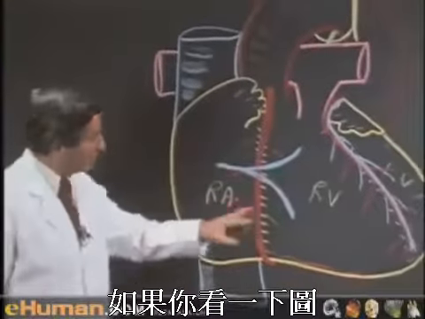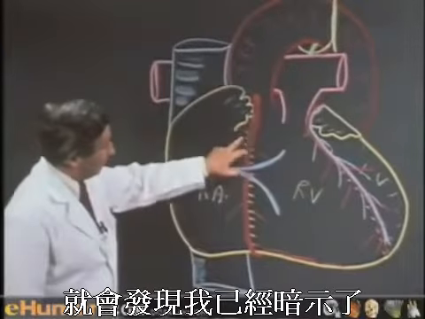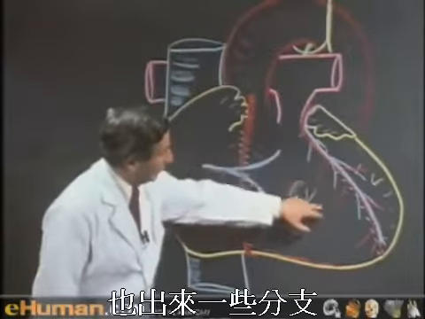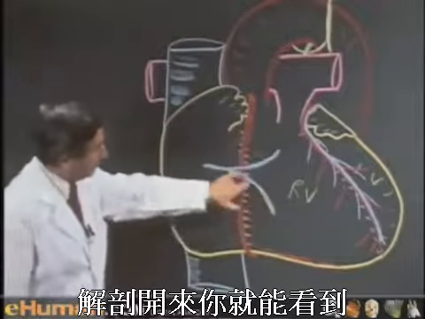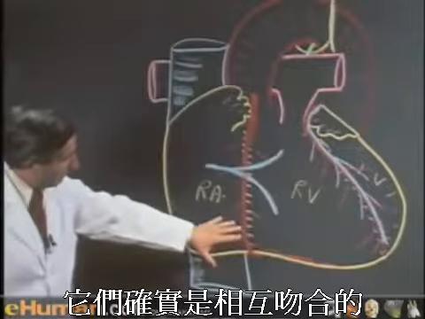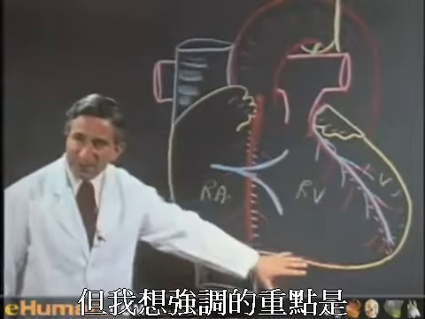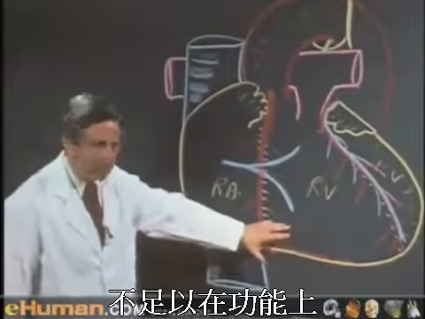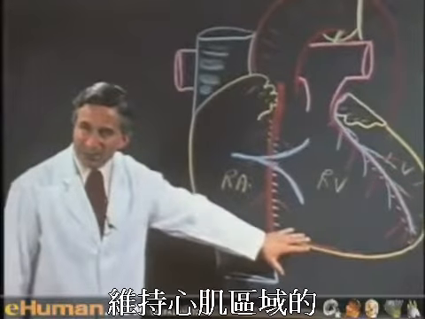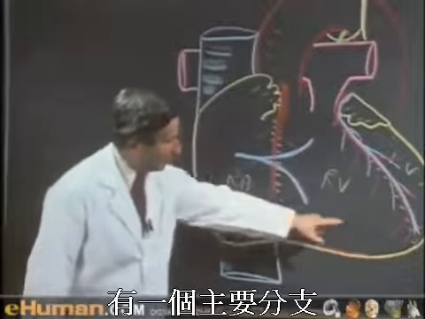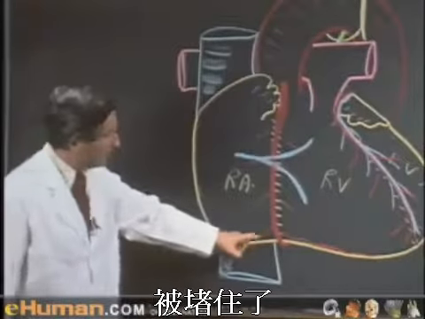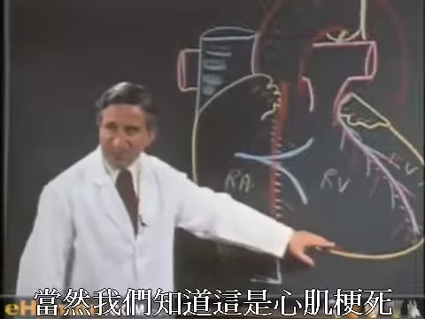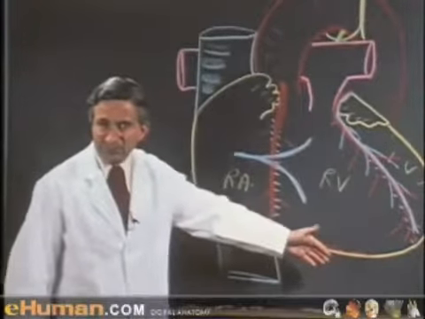Well, if you look at this diagram, you'll see that I've indicated there are branches from the right coronary artery and branches from the anterior interventricular branch of the left coronary artery, and in dissections you can actually trace them across, and they do anastomose with one another. But the point I wish to emphasize is that although they join together, the anastomosis is insufficient to functionally maintain an area of cardiac muscle. So if you should get blockage of one of the main branches of one or other of the coronary arteries, then that area of the heart muscle will die. And this, of course, is known as myocardial infarction.